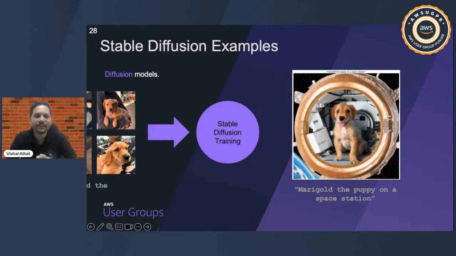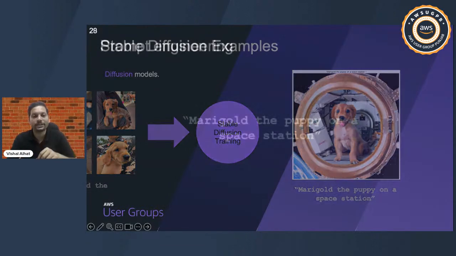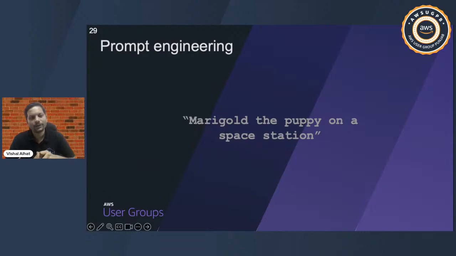From the 4 images that I passed to the stable diffusion model, it tried to create an entirely new puppy, and then it tried to create an image of the space station in the background with the earth. You can see the details of that image. It showed the earth in the background, it could show the space station, and the puppy was fit into that particular space station. So this was about stable diffusion.